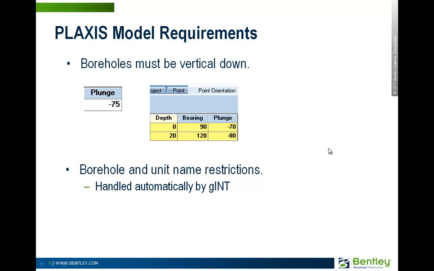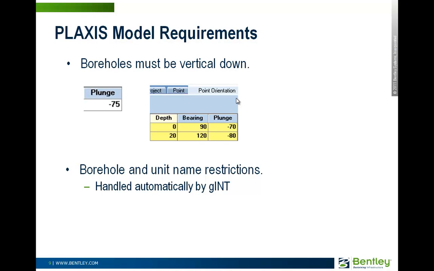Holes must be vertical down, and the program will check both the plunge field in the point table, which is a native field in the program. It must be -90 or blank, which is the default, -90. And it also checks the point orientation table, which allows multiple deviations of the hole.